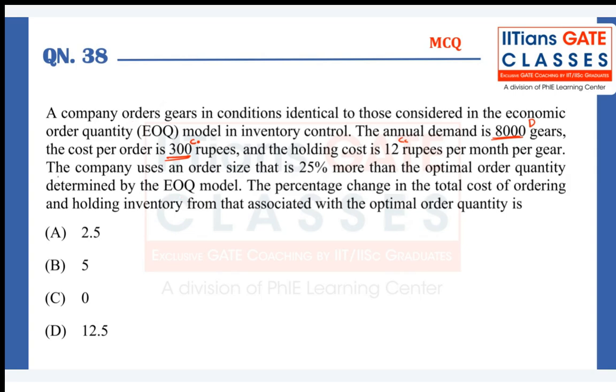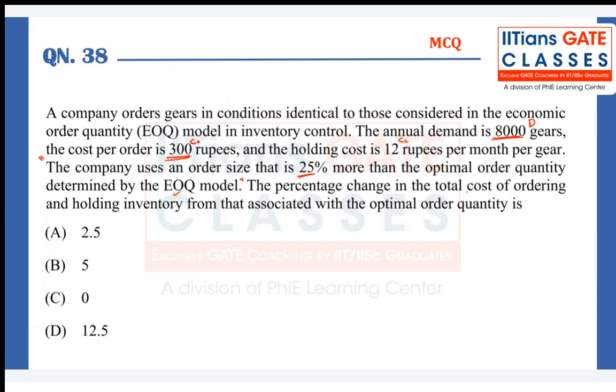Remember this statement very carefully. The company uses an order size that is 25% more than the optimum order quantity determined by the EOQ model. That means whatever economic order quantity we are finding, they are ordering 25% more than that per order. Actually, we used to find the EOQ for ordering the optimum order quantity. But in this problem, particularly, they said that they are ordering 25% more than the EOQ quantity, right?